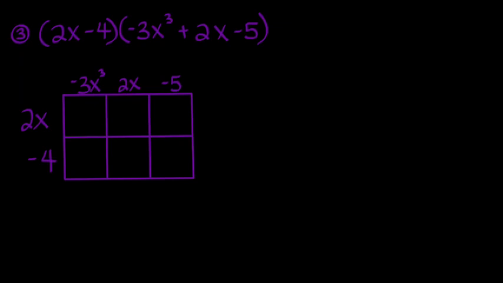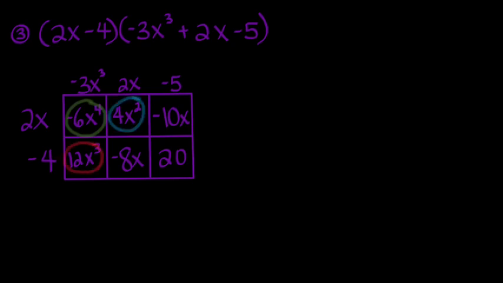2x times negative 3x to the third is going to be negative 6x to the fourth. 2x times 2x is 4x squared. 2x times negative 5 is negative 5x. Our second row, 3x to the third times negative 4 is negative 12x to the third. Negative 4 times 2x is negative 8x, and negative 4 times negative 5 is a positive 20. And then we combine our like terms. Notice these are not alike. These are, and then this one.